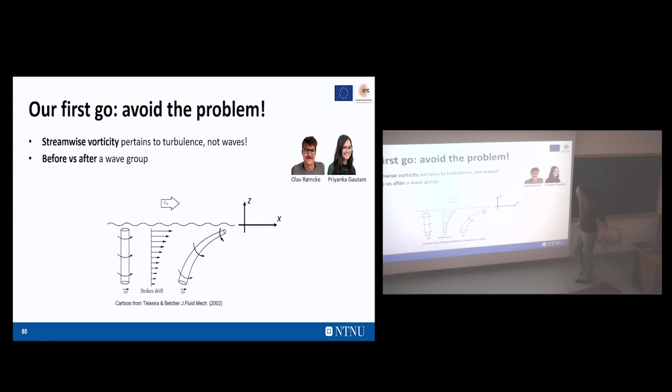And this is the mechanism, a nice little cartoon from Teixeira and Belcher. So here you've got a vertical vortex going around, sort of a bathtub vortex you can imagine. And then here comes the Stokes drift, and it grabs the vortex and pulls it over and stretches it, and it becomes more energetic, and you also really boost the streamwise vorticity. So we decided to try and measure the streamwise vorticity.